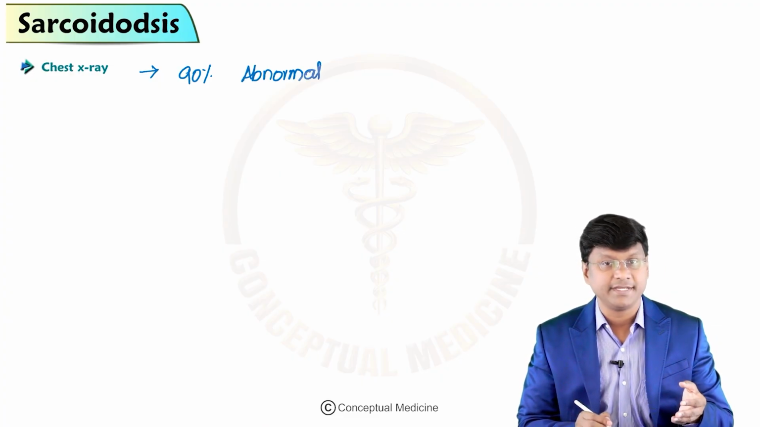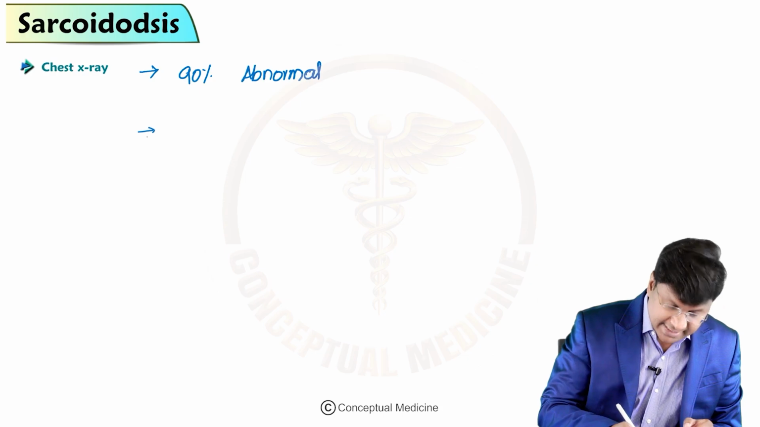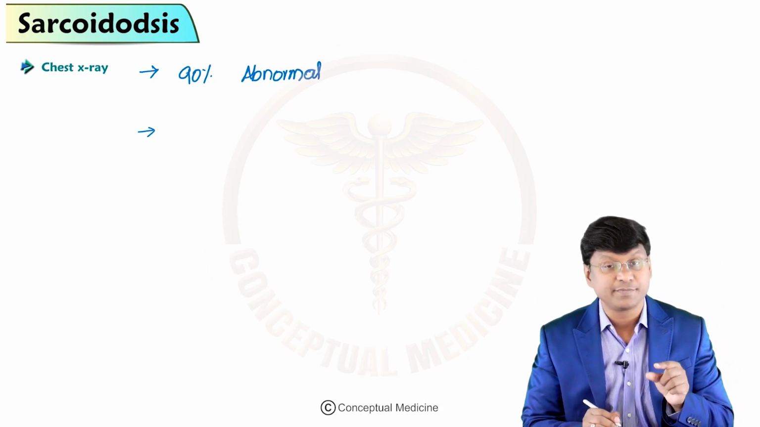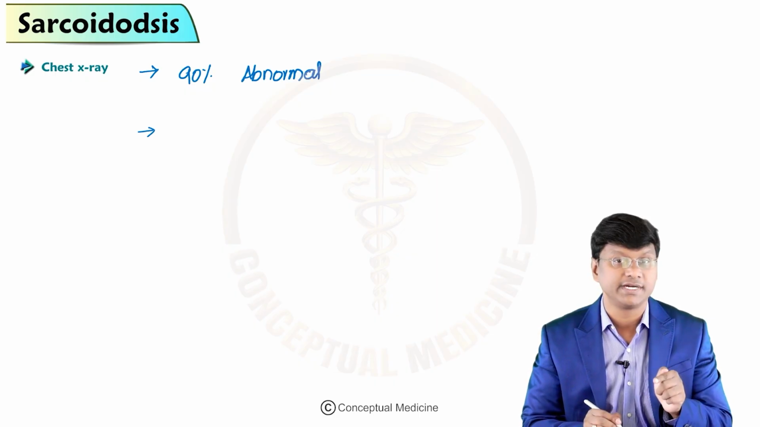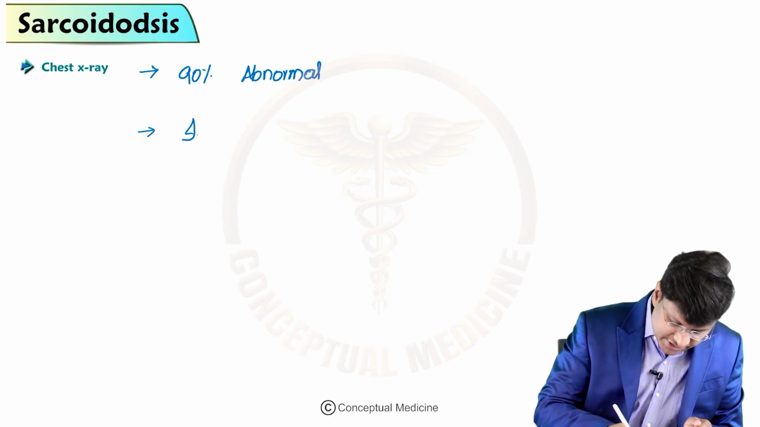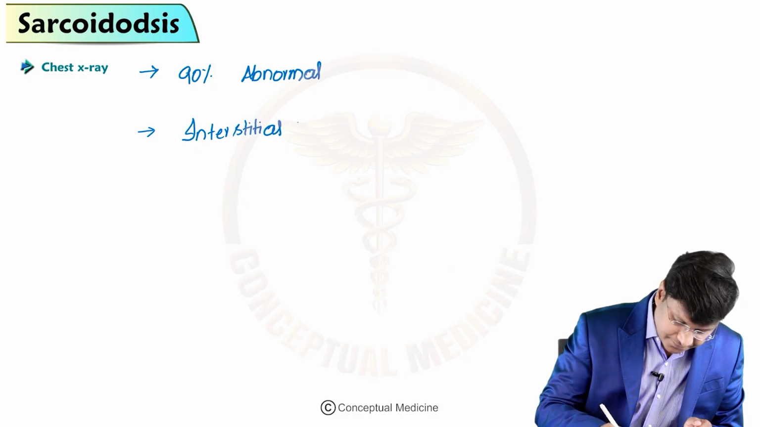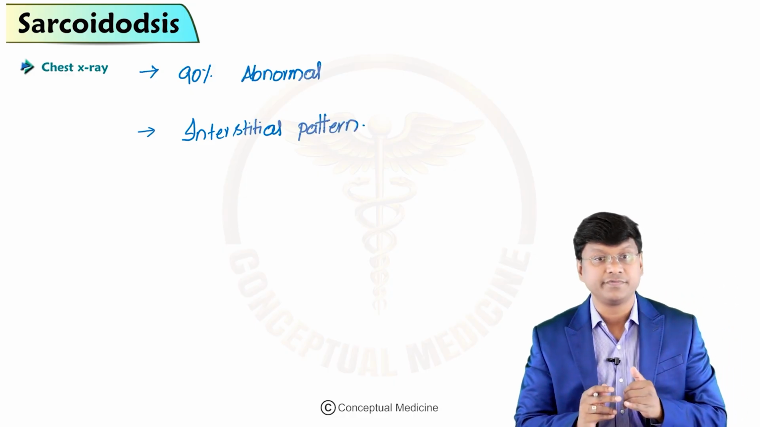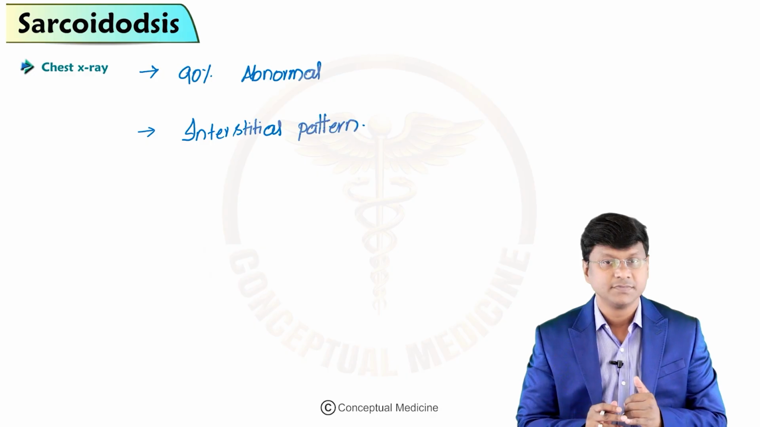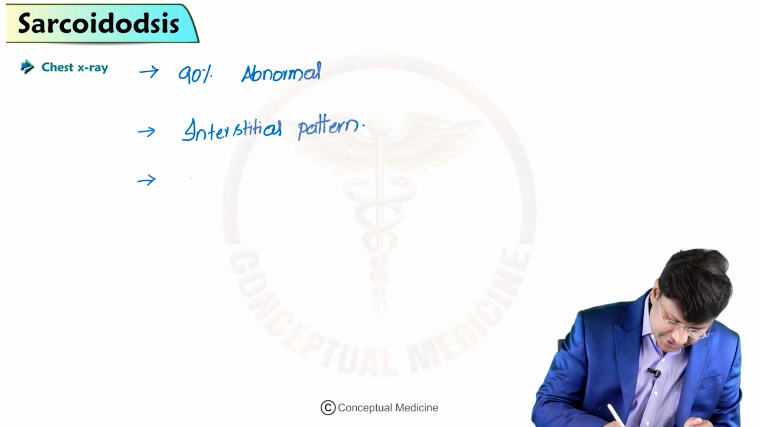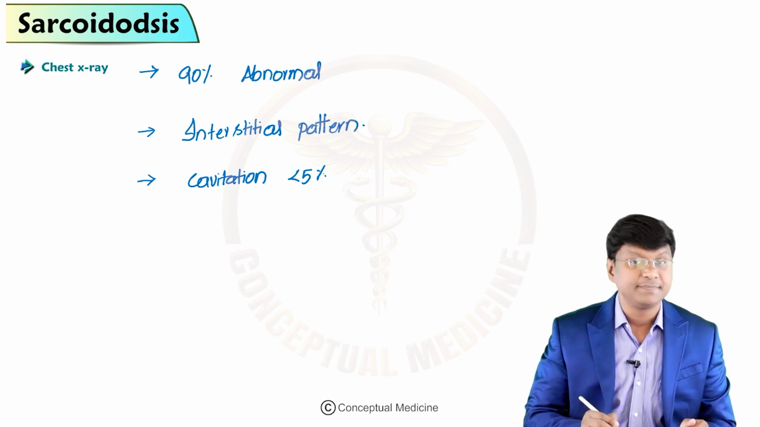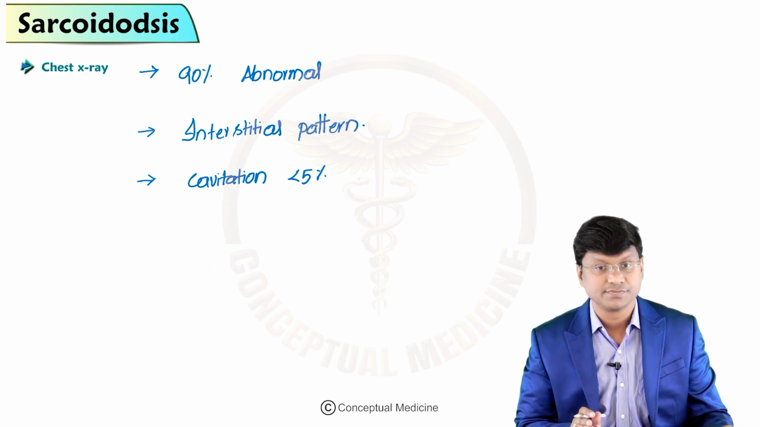And what is that abnormality? In sarcoidosis, the abnormality in the lung is primarily in the form of an interstitial lung disease, where you have an interstitial pattern within the lung. And you can also observe cavitation, but we have discussed in the beginning itself that it is rare. This cavitation is present in less than 5% of patients with sarcoidosis.